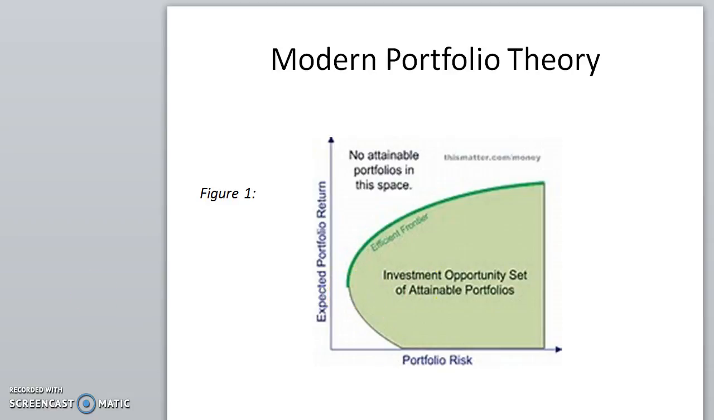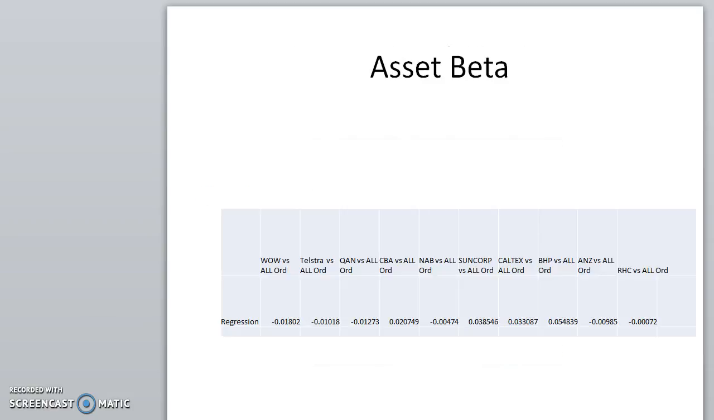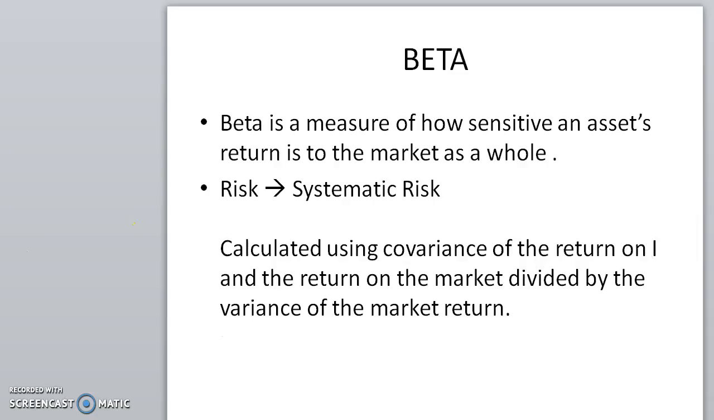Next, we move on to discuss how the beta of the assets is calculated. Beta is a measure of how sensitive an asset's return is to the market as a whole. Now, this risk is the systematic risk. Systematic risk is non-diversifiable risk. It's calculated using the covariance of the return and the return on the market divided by the variance of the market return.